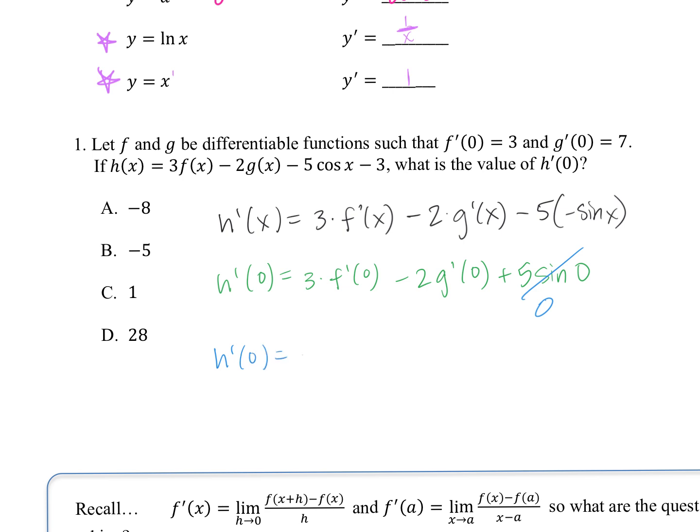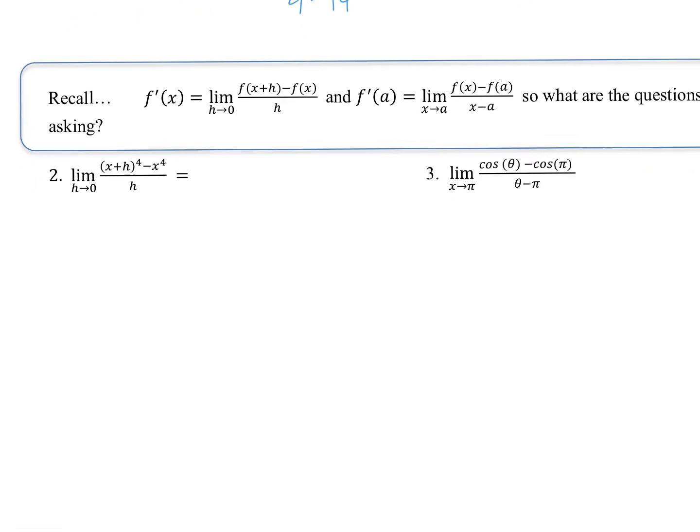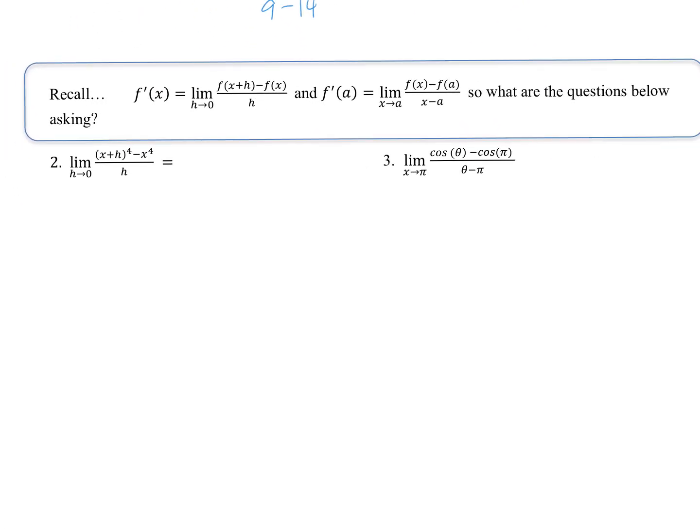h prime of 0 is going to be 3 times what? Did they give us info? f prime of 0 is going to be 3. Minus 2 times g prime of 0. Did they give us that? 7. And then we said plus 0. Whew. You guys remember these?